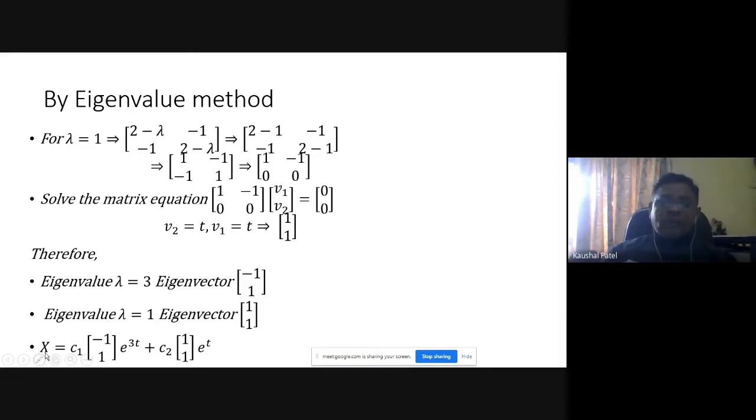So the solution of this system of linear differential equations is nothing but x is equal to c1 times (minus 1, 1) e raised to 3t plus c2 times (1, 1). This is the eigenvector corresponding to the eigenvalues. So this way we get the solution of that particular system of linear equations.